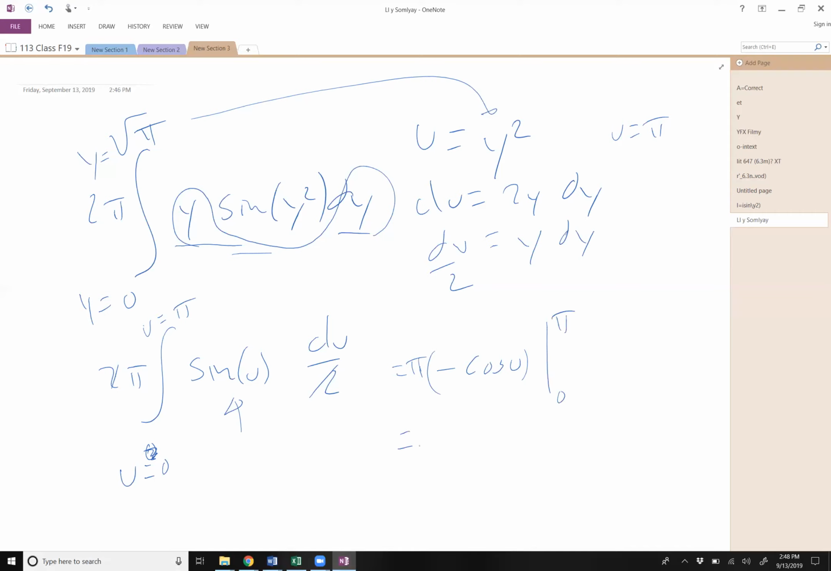Have I missed anything yet? So minus cosine of pi minus a negative cosine of 0. Cosine of 0 is 1, so I end up with plus 1. And cosine of pi is negative 1, so it's minus a negative 1, which becomes positive. I end up with 1 plus 1, which is 2. It just feels funny saying that in a calculus class: 1 plus 1 is 2. So I end up with 2 pi.